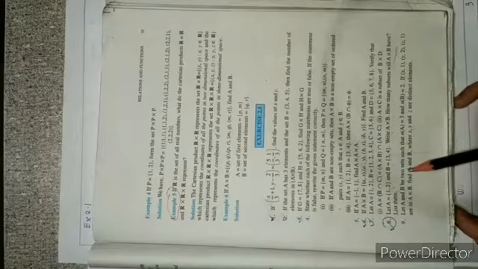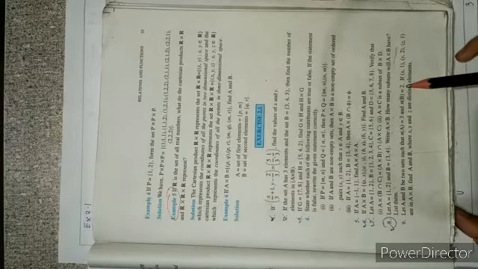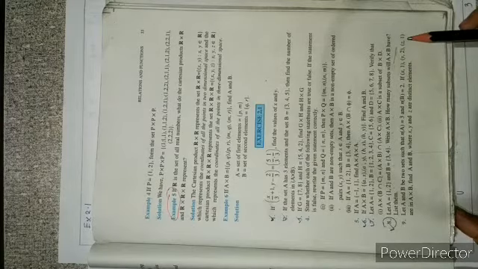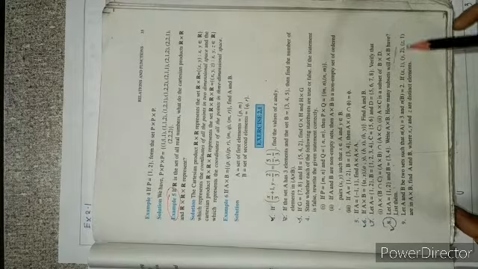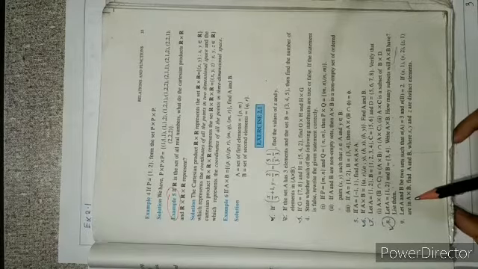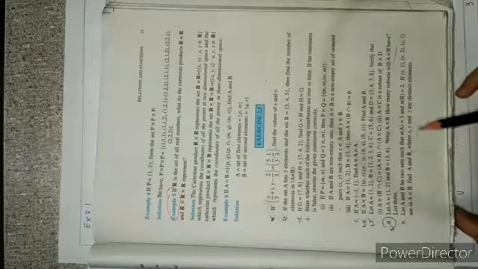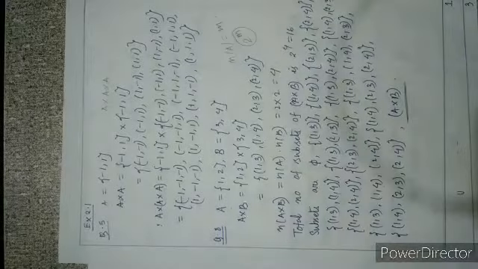Question number 9. Let A and B be any two sets such that the number of elements of A is equal to 3 and the number of elements of B is equal to 2. If the ordered pairs (x, 1), (y, 2) and (z, 2) are in A cross B, find A and B, where x, y, z are distinct elements. Distinct means different, unique. Question number 9.